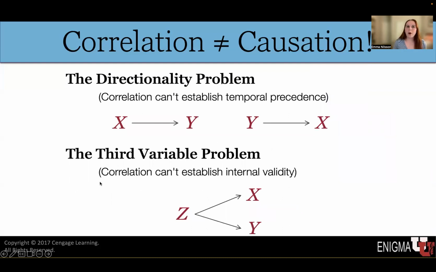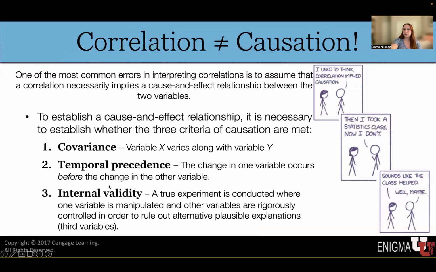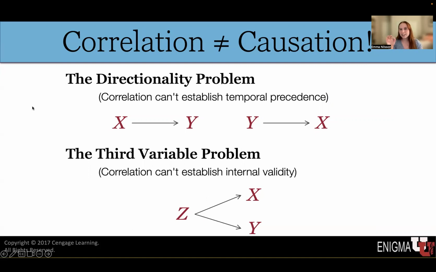There are two problems that we do not address when we're just testing for correlation, and those are the directionality problem, where correlation can't establish temporal precedence, and the third variable problem, where correlation can't establish internal validity. Let's look at this with an example.